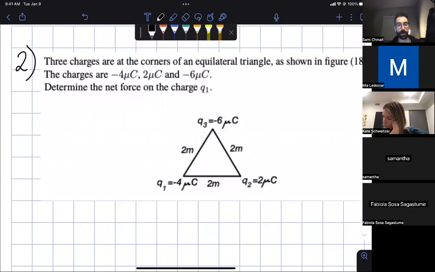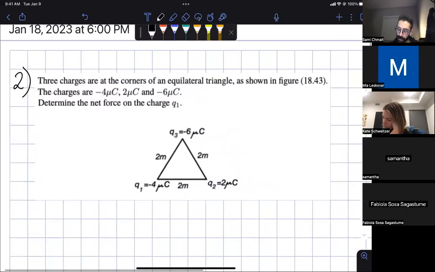All right, this is homework one, question number two. Here we have three charges at the corners of an equilateral triangle as shown in the figure, and the charges are given. We want to determine the net force on Q1. So that's this position here. What's acting on that position is Q3 and also Q2, right?